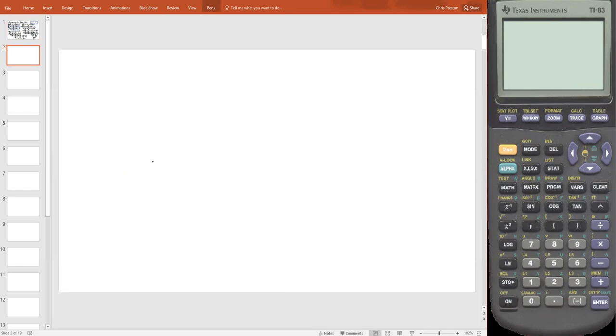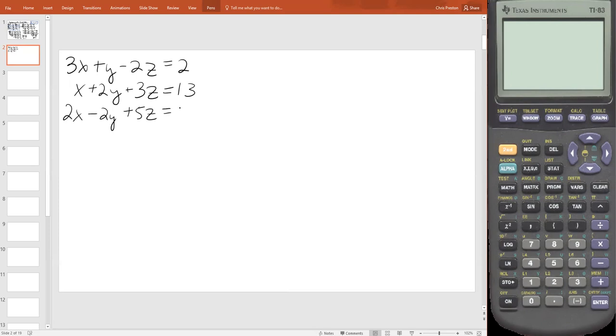Let's just pick one. Let's see, 3x plus y minus 2z equals 2. Second equation, x plus 2y plus 3z equals 13. And third equation, 2x minus 2y plus 5z equals 6.